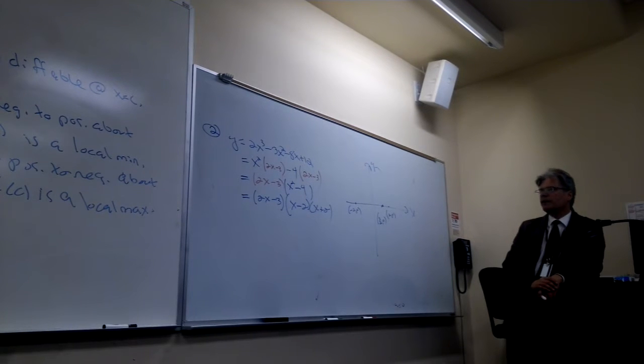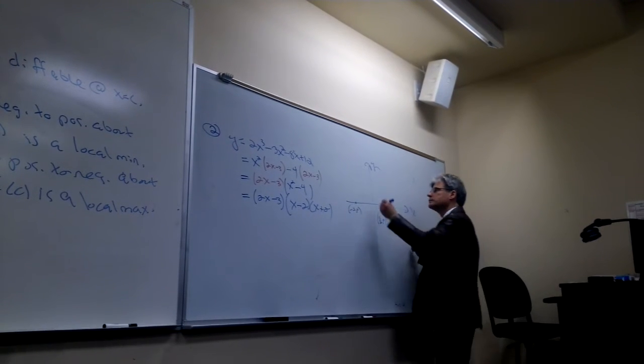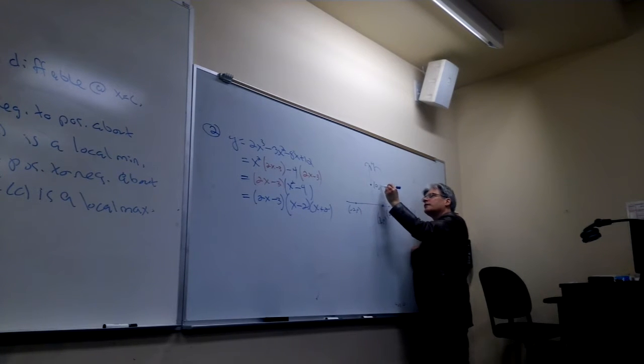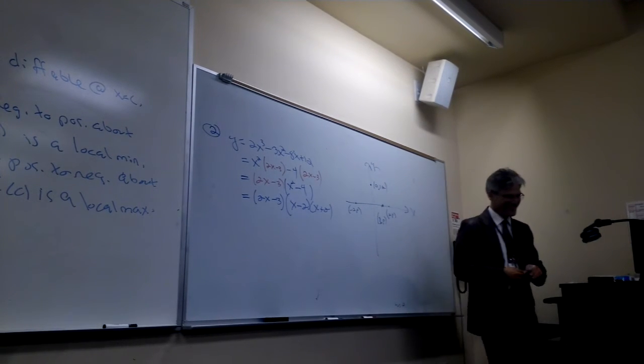How do you find the y-intercept? Set x equal to 0. The answer is 12. So the point is 0, 12. There's a point in the plane, right? It's a point.